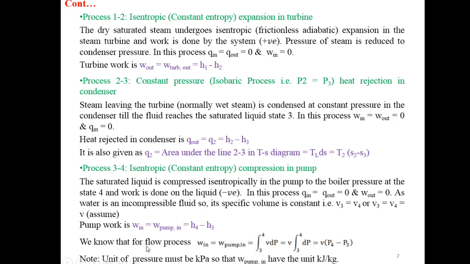We know that for flow process, W in is equal to W pump in equal to integration of VdP, where V is specific volume. As we know that for the liquid the specific volume almost remains constant, so it will be out of integration. So the formula will become V times P4 minus P3. But you have to remember that unit of pressure must be in kilopascal, so that W pump in will have the unit as kilojoule per kg.